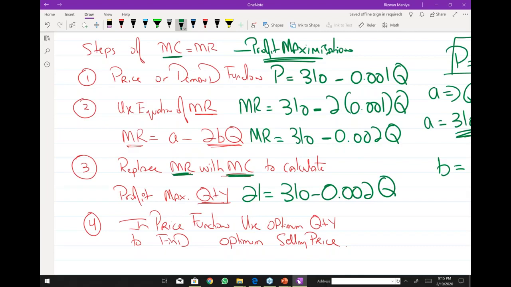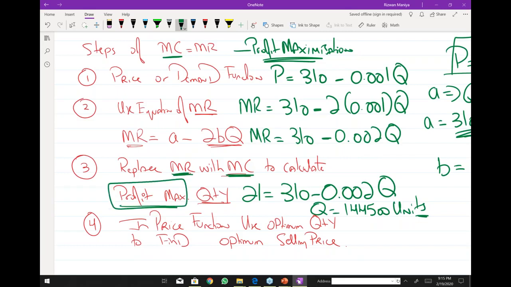Okay. So the answer that I am getting from the students for Q is 144,500. Yeah, it's 144,500. So the Q is 144,500 units. These units are optimum units, or I would say these are profit maximizing units.